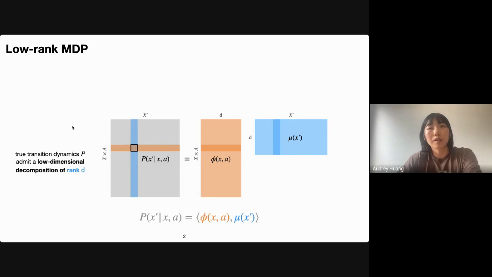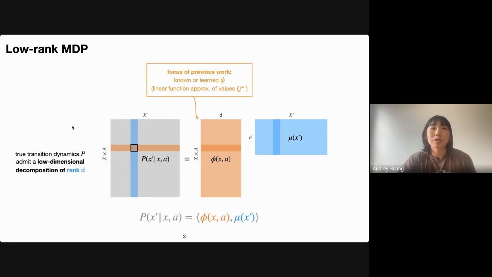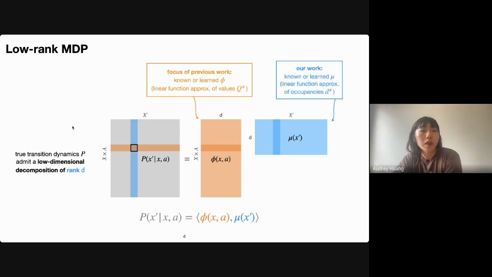As we're all probably familiar with, low-rank MDPs are the structural assumption where the transitions admit a low-dimensional decomposition into these two matrices of rank d. The left matrix in orange is denoted phi, and the right matrix denoted mu. Most previous works have focused on the setting where phi is known or learned because it can be used for linear function approximation of the value functions in model-free RL, which is relatively well understood. But our work considers known or learned mu, which we use for linear function approximation of the occupancies d pi. And since occupancies are density functions, for this reason, we'll refer to mu as the density features.